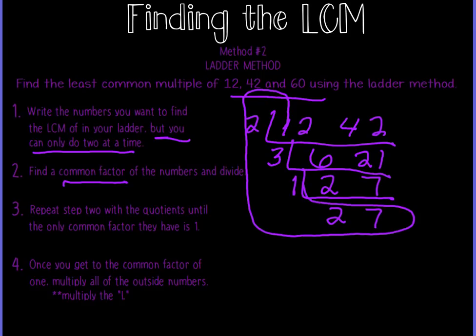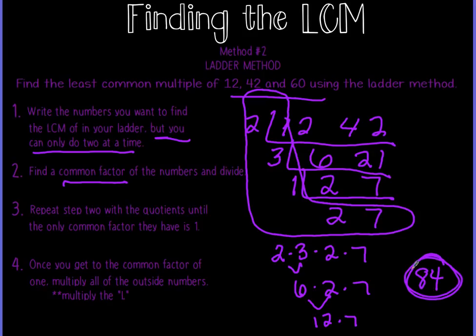So I multiply the L. Again, I cannot use the 1 because anything times 1 is the number itself, but I'm going to multiply all these numbers inside the L. So I have 2 times 3 is 6, times 2 is 12, times 7, and 12 times 7 is 84. So right now my LCM is 84.